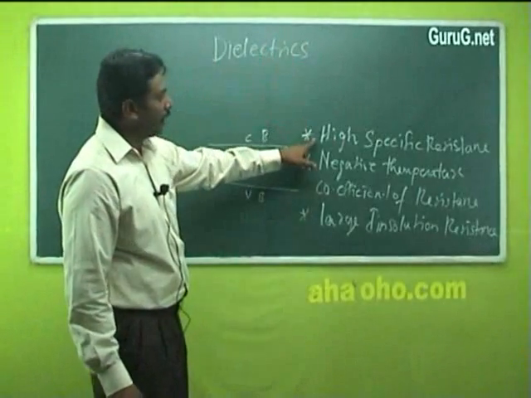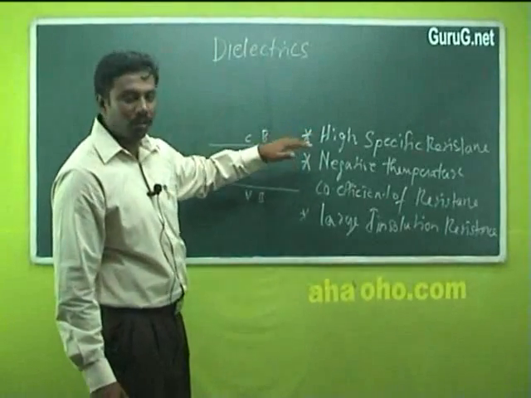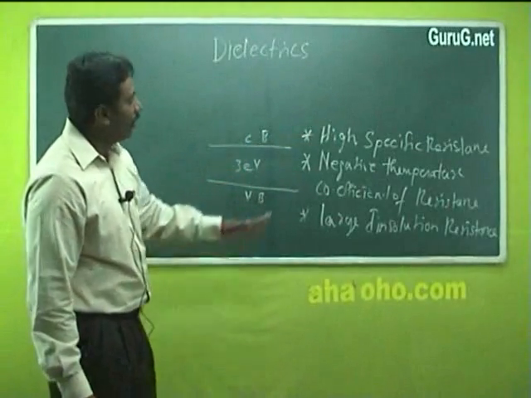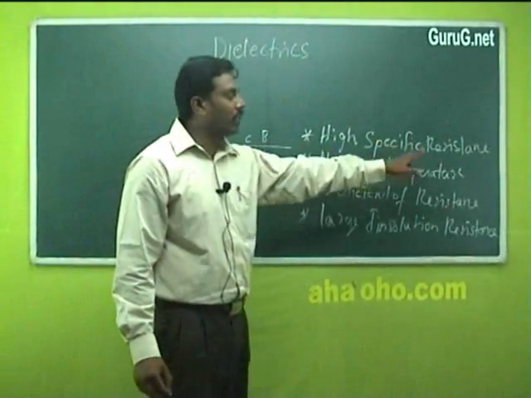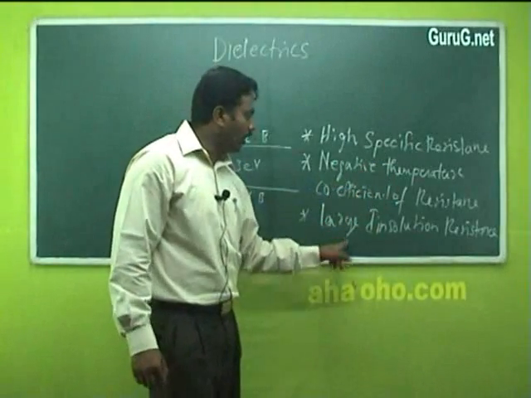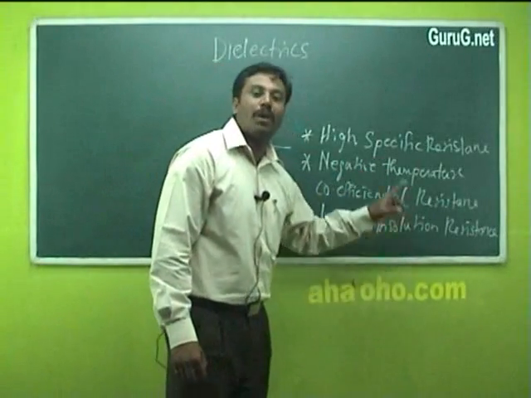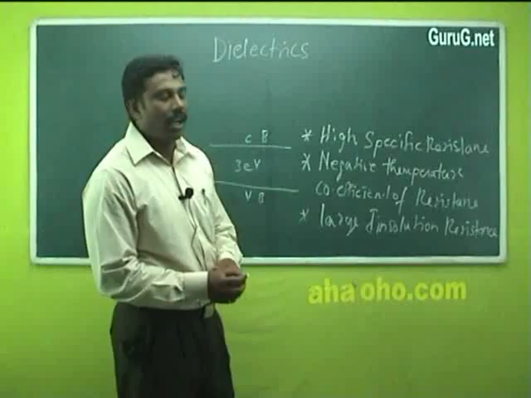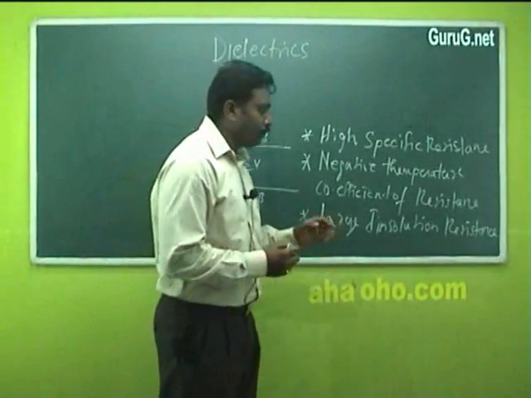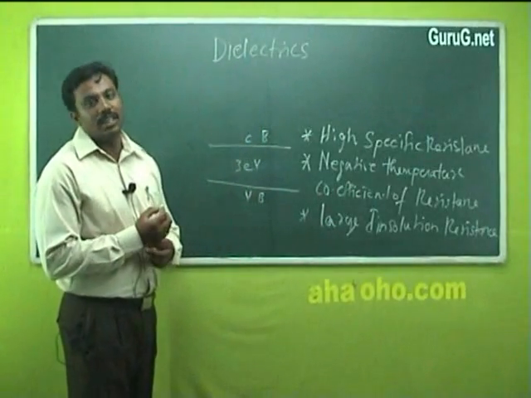So these dielectric materials are insulators. They can transport electrons from the valency band to the conduction band at very, very high temperature. So these materials have high specific resistance, negative temperature coefficient of resistance, and large insulation resistance. This insulation resistance may vary depending upon the disturbances or the imperfections present inside the material. So these types of materials we call dielectrics.